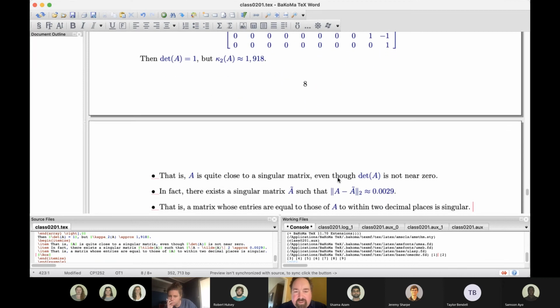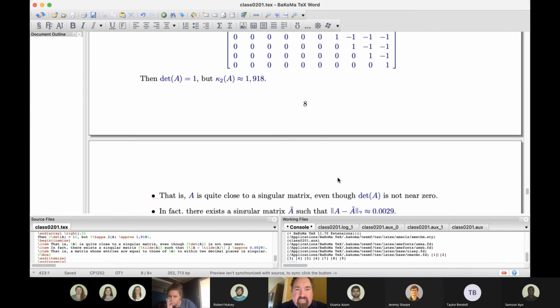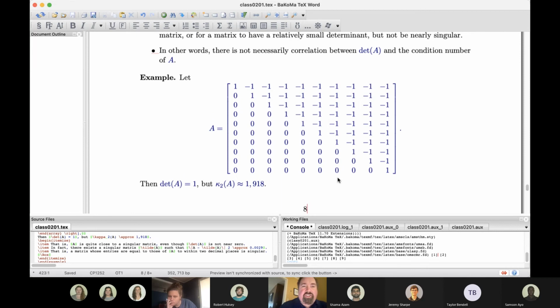Let's build onto another page. So that's why we use a condition number to gauge distance from a non-invertible matrix, not the determinant.